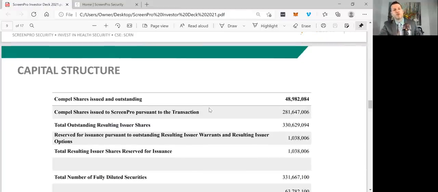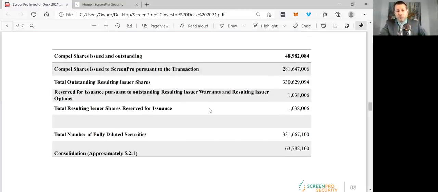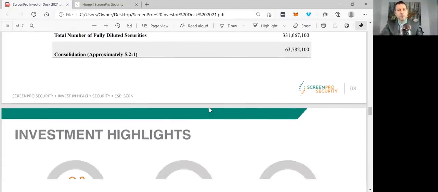Now look at this capital structure, 48 million shares issued outstanding before the transaction. And then after the Compel shares issued to ScreenPro pursuant to the transaction and the amalgamation of these companies, they have a consolidation after a reverse split of 63,782,100 shares. So they did a 5.2-1 reverse after the full consolidation and amalgamation of these companies. And after it's all complete, left with 63 million shares, which in my opinion is very tight float. Great way to start for the company.